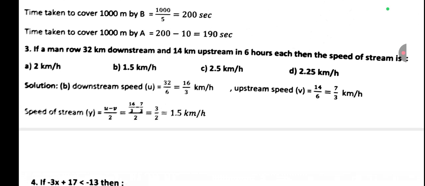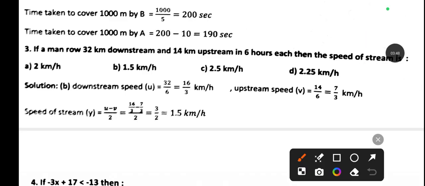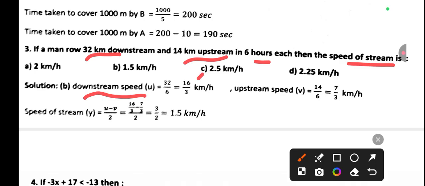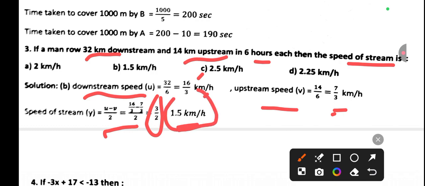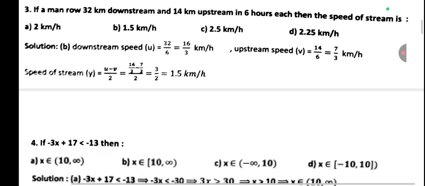Third one: I think they haven't repeated this model till now, so this time they may ask it. A man rowed 32 km downstream and 14 km upstream in 6 hours. The downstream speed is 32 by 6, which is 16 by 3. The upstream speed is 14 by 6, which is 7 by 3. They have asked the speed of the stream, which is (u minus v) by 2. Subtracting both gives 3 by 2, which is 1.5 km per hour. According to the formula, apply it and get the answer easily.